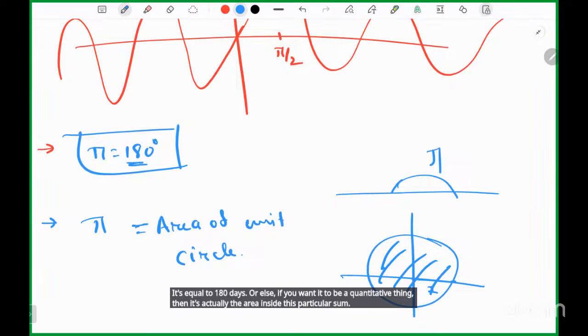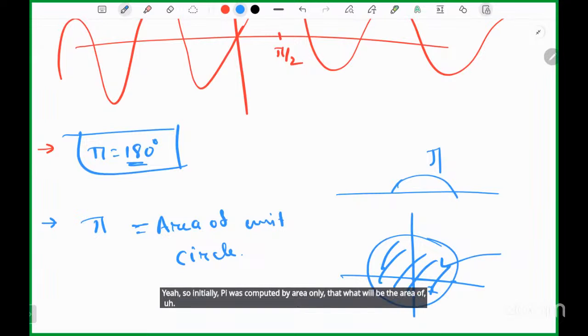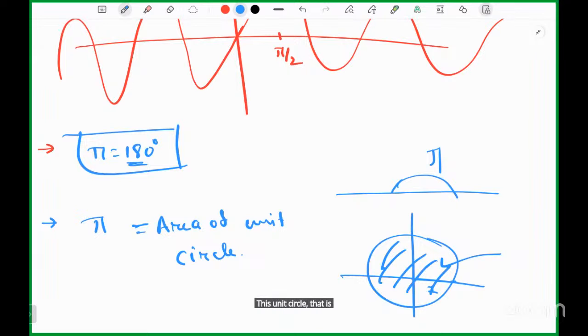Why does pi have this much meaning, ma'am? There are three to four definitions for pi. Initially, pi was computed by area only: what will be the area of this unit circle, that is known to be pi. But it turns out pi appears in so many things, right? Now we know the value of 10 pi and all those things.